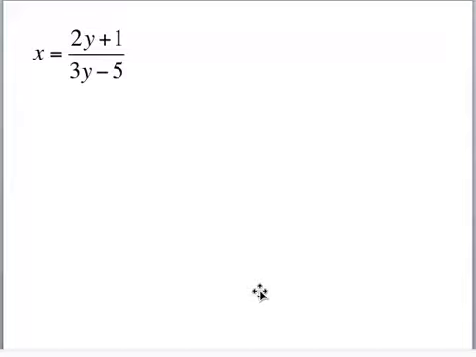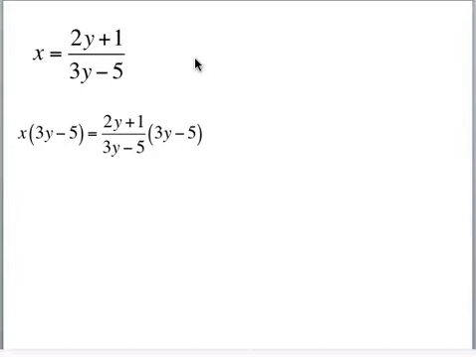Multiplying both sides by the denominator. The denominator is 3y minus 5. Multiply the left side by 3y minus 5. Multiply the right side by 3y minus 5. On the right side, the 3y minus 5's cancel. They divide out. All that's left is 2y plus 1. On the left side, we have x times (3y minus 5). Distributing here, 3xy minus 5x. On the right side, we just have 2y plus 1.